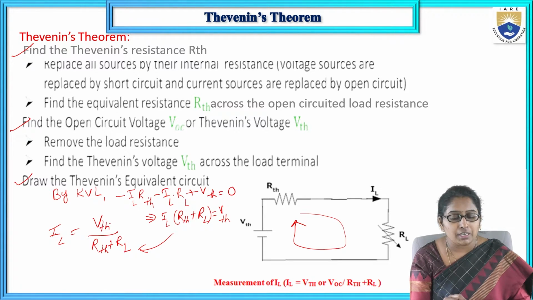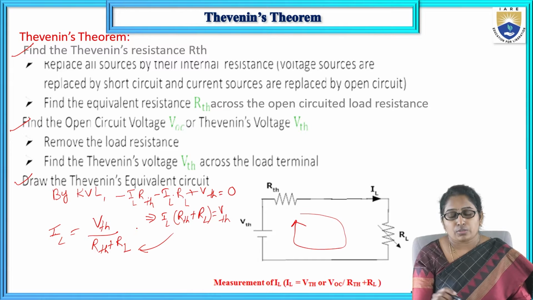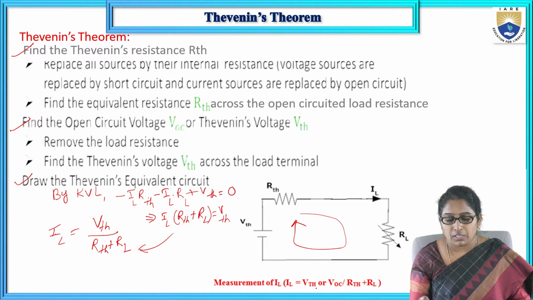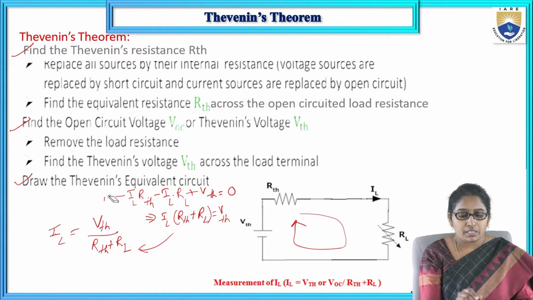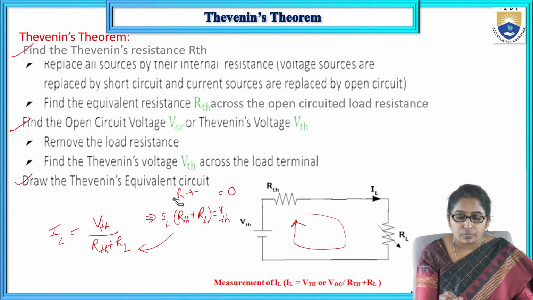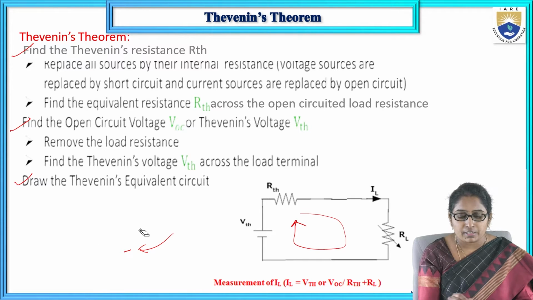VTH is calculated. We know how to calculate it for a given circuit. RTH is calculated. We know how to calculate that RTH also. And RL is the resistance, the element in which we are interested in finding the current. So at last that is the equation, VTH or VOC, IL equals VOC by RTH plus RL. So that is the procedure, or steps, to apply Thevenin's theorem.